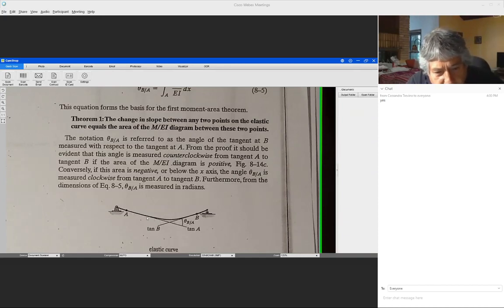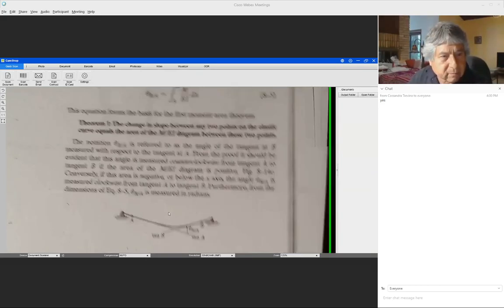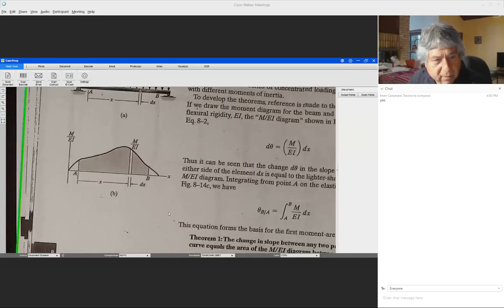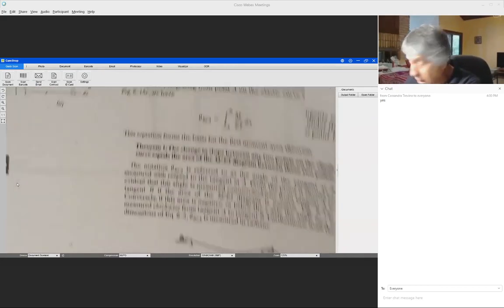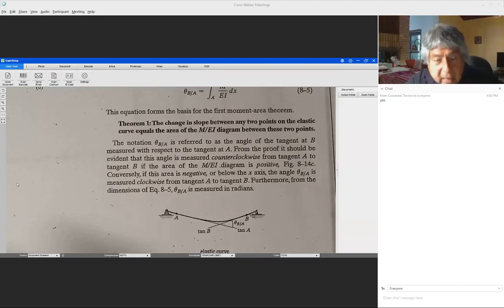And they're saying that for this line to become this, it had to rotate this amount. So for this line, A, to become B, it had to rotate. And they call it theta BA. This theta BA is equal to the area under the M over EI diagram. So changing slopes are equal to areas under the M over EI diagram. So this change in slope is equal to area.